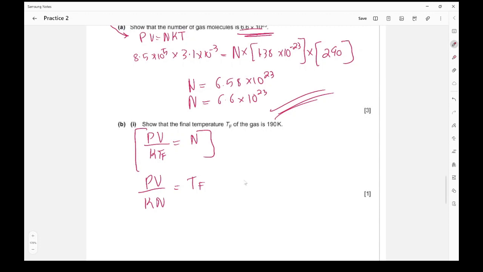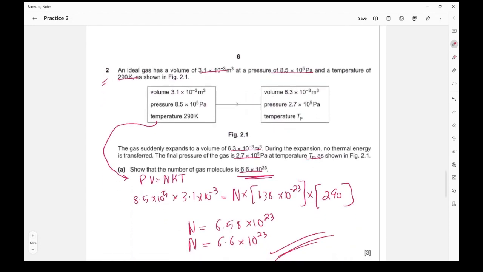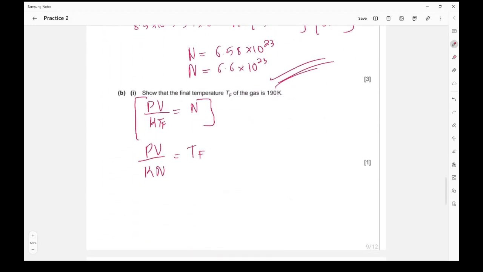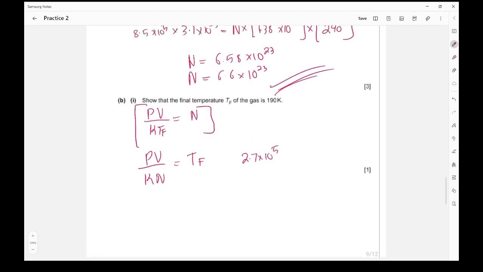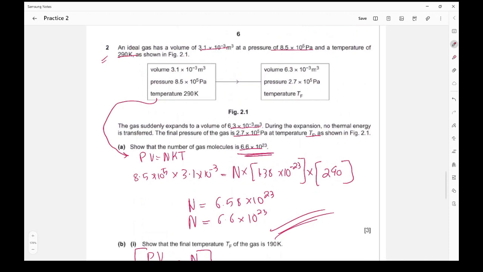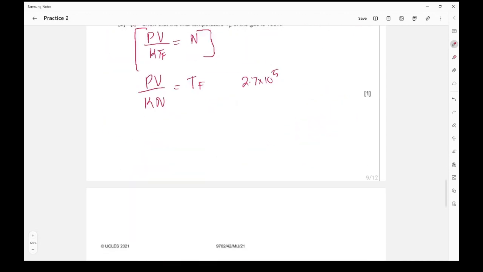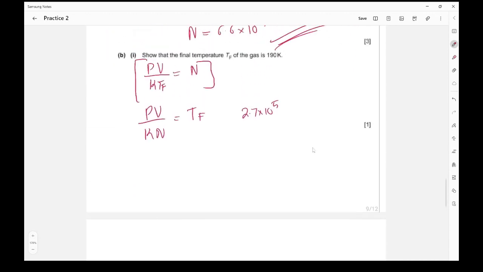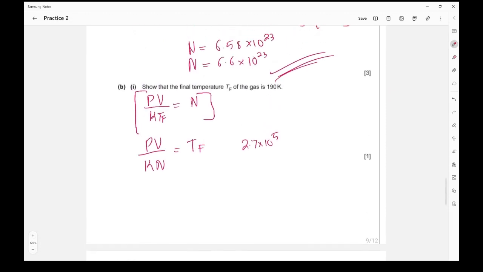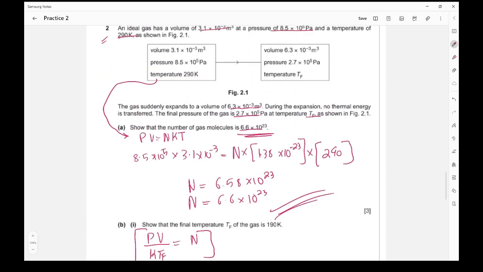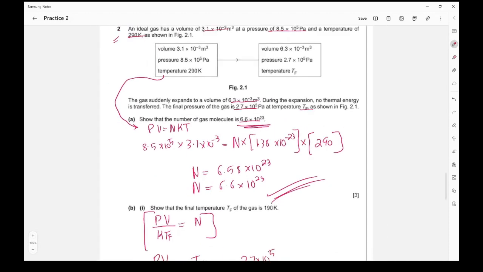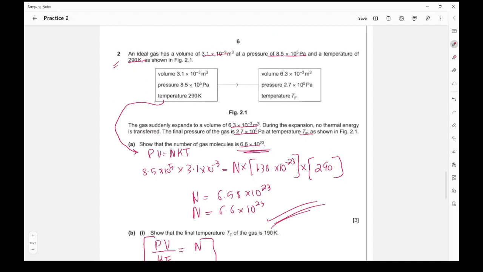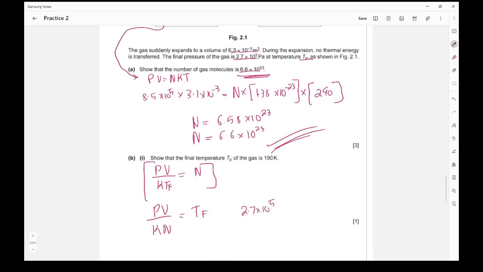So the new pressure is actually given to us as 2.7 into 10 raised to power 5. 2.7 into 10 raised to power 5 multiplied by the volume, which is actually 6.3 into 10 raised to power minus 3. Oh my God, what just happened? This is the irony of touch screens. I'm just going to scroll up and down. That is much, much easier. So volume is actually 6.3 into 10 raised to power minus 3.